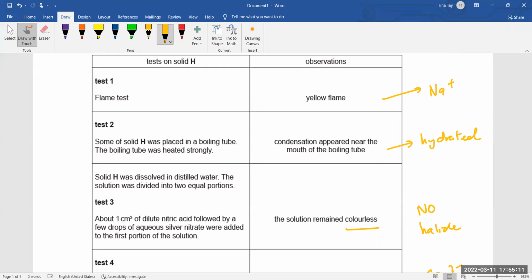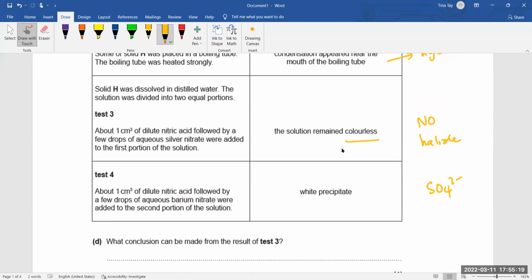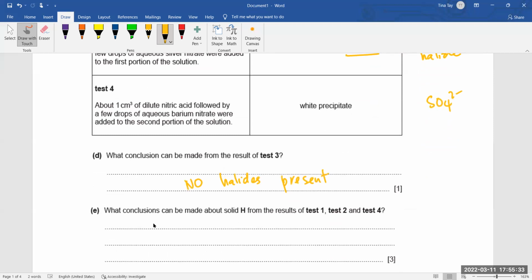Did you guys get it correct? Sodium sulfate? Yes? So test 3 is this one, so no halides present. Test 1, 2, and 4: hydrated sodium sulfate. 1, 2, 3. Okay?